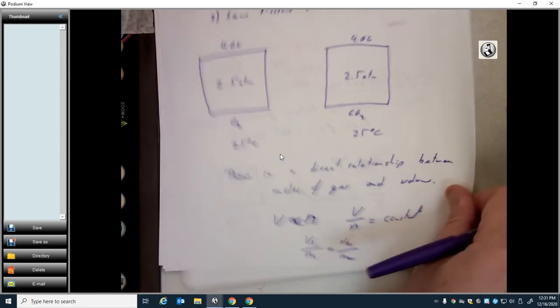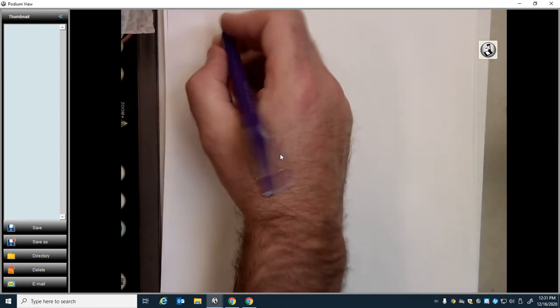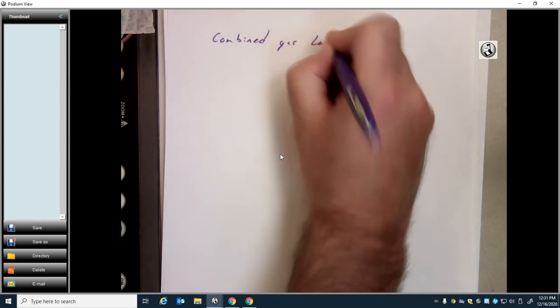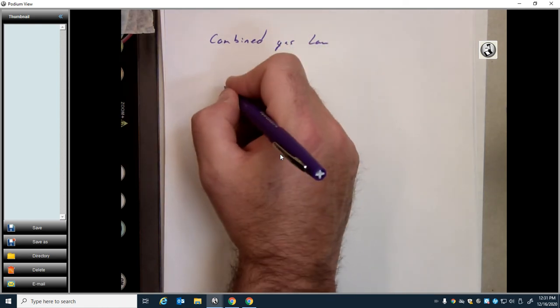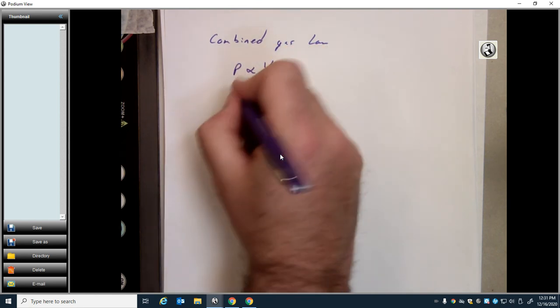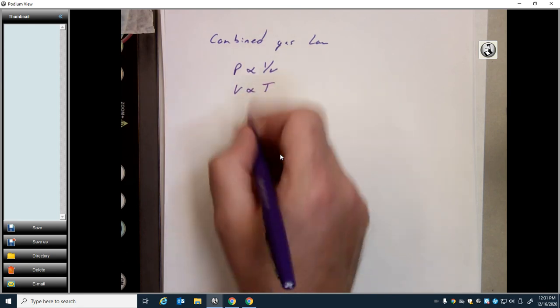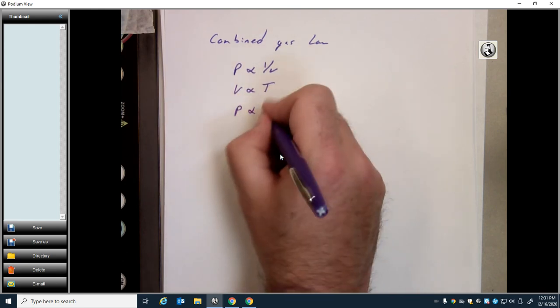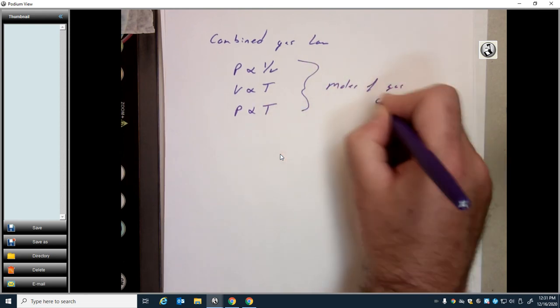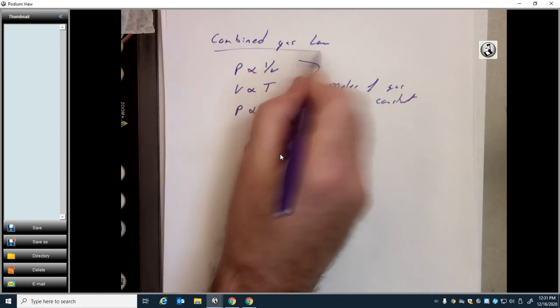Now, this brings us to what's called the combined gas law. The combined gas law takes Boyle's law, Charles' law, and Gay-Lussac's law, so the inverse relationship between pressure and volume, the direct relationship between volume and temperature, and the direct relationship between pressure and temperature. We're holding moles constant. Okay, so we can put all of these together.